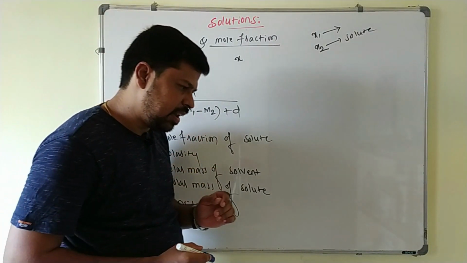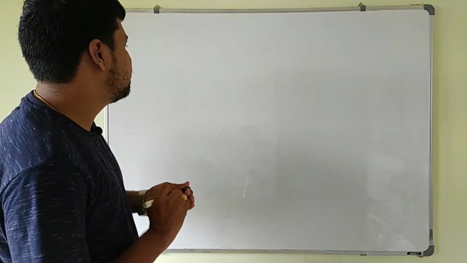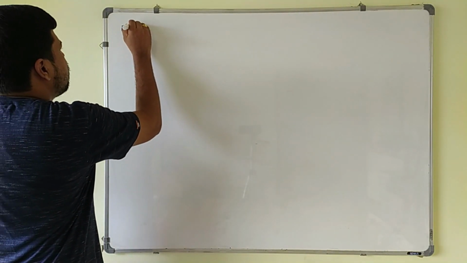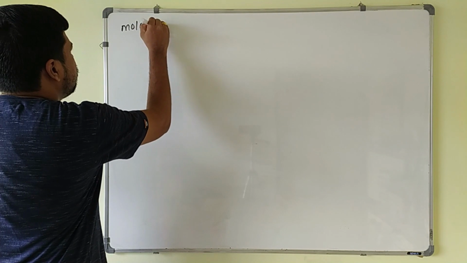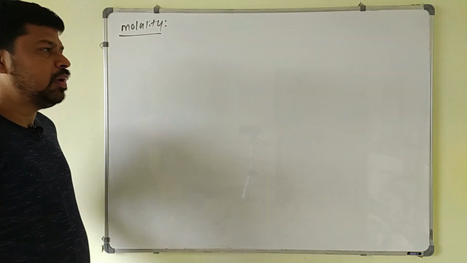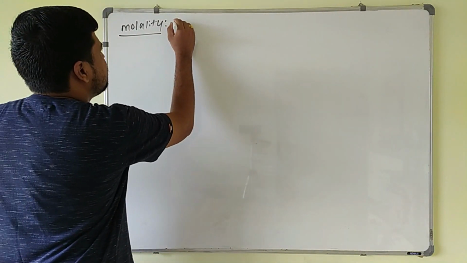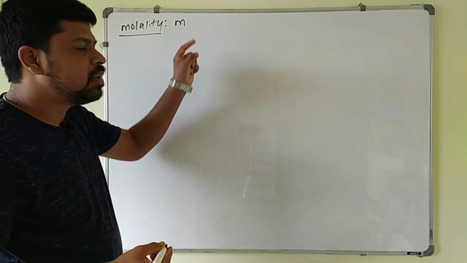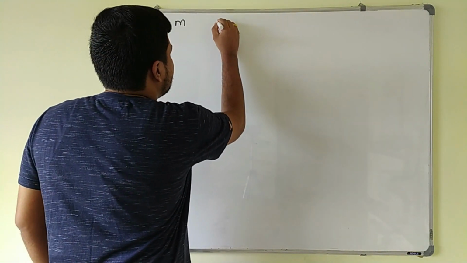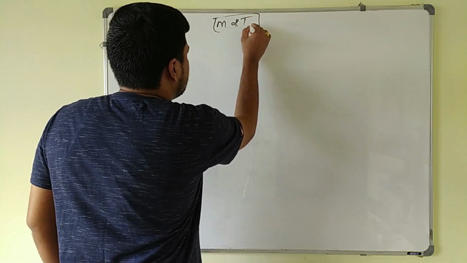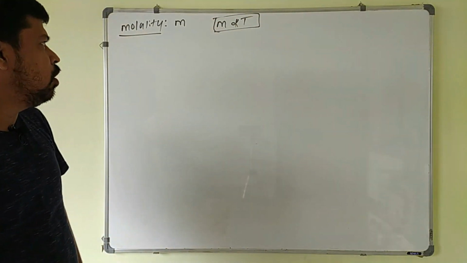Next, the next concentration term is molality. This is also a very, very important concentration term, and the formulas we are discussing are very important for the numericals. Molality's symbol is small m. Capital M is molarity and small m is molality. It is independent of temperature, because it does not involve any volume term.